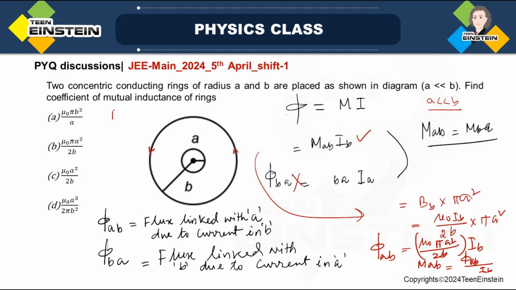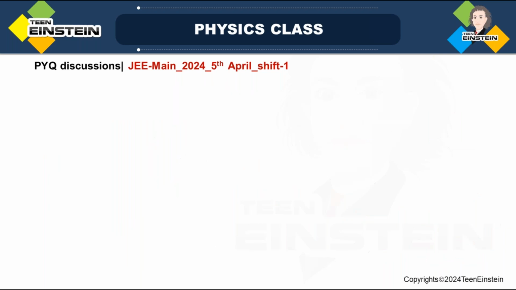So look, M AB, the coefficient of mutual inductance, will be mu naught pi a square by 2b. So B will be the correct answer for this question. All right. Let us go to the next problem.